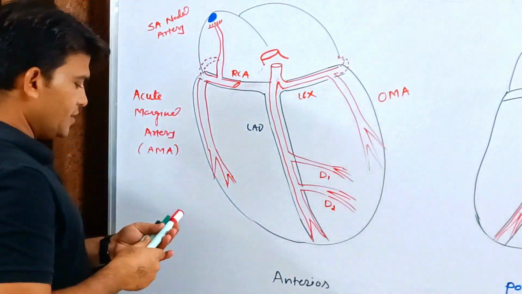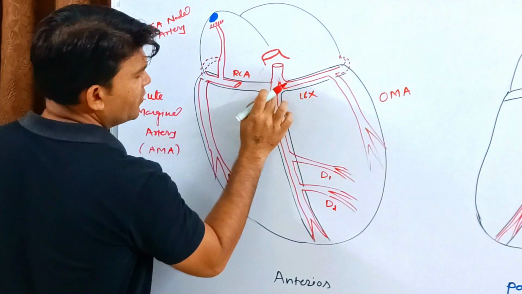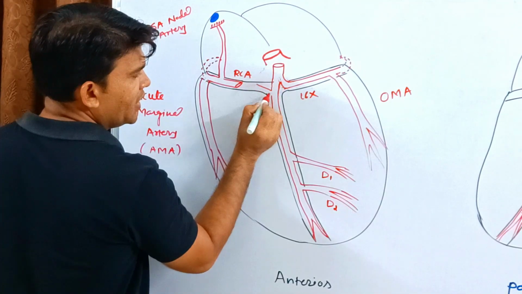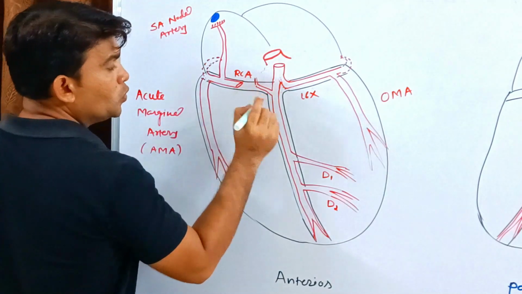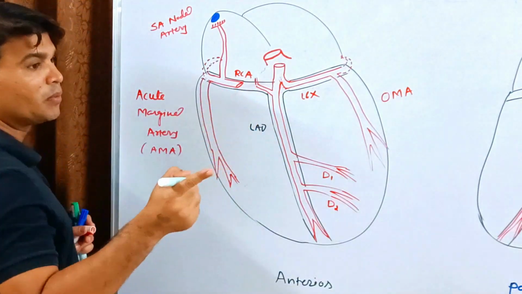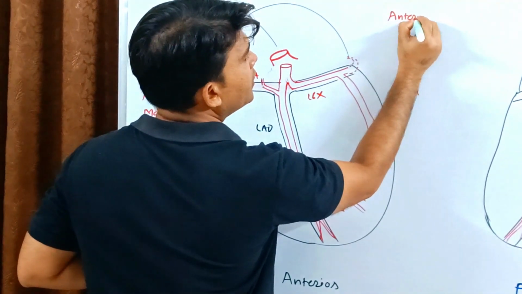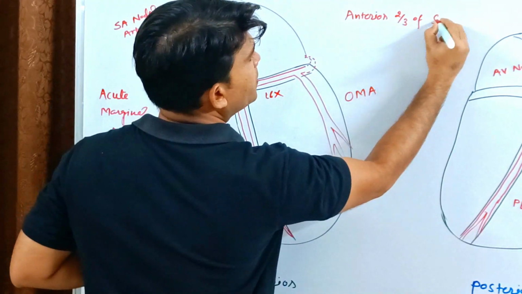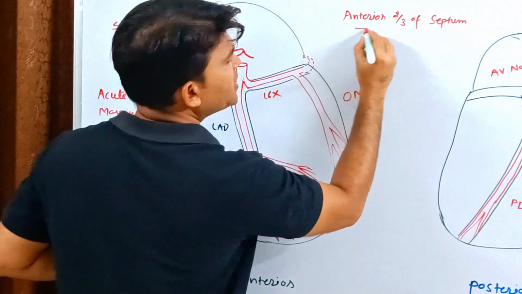And yes, there is an artery coming off at up to a 90-degree angle, a branch of the proximal LAD, which is supplying the anterior 2/3 of the septum of the heart. That branch is called, obviously, the septal artery.